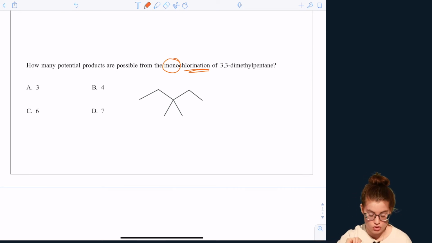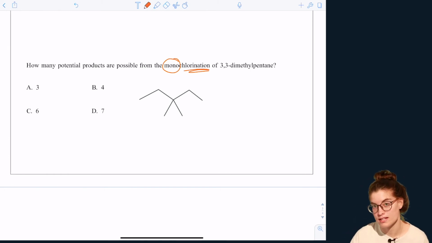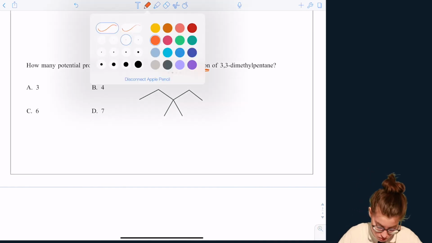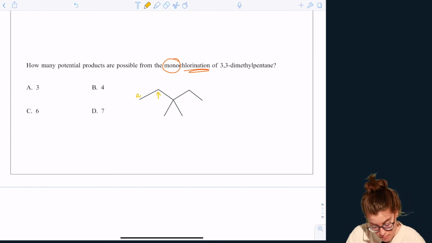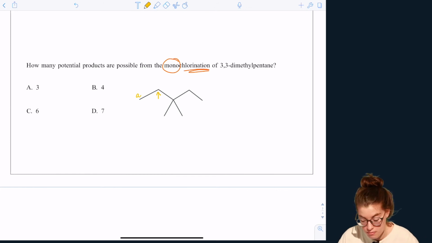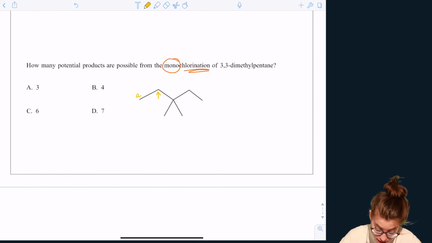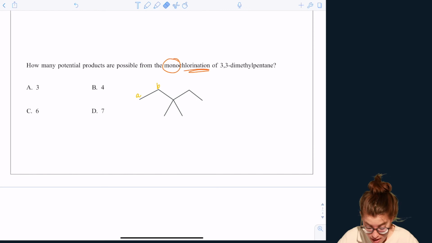So the first thing I'm going to do is label the chemical equivalent carbons. What do I mean by that? If I call this carbon A, is this next carbon here the same as carbon A, or is that a different carbon in a different environment? Well, it's definitely in a different chemical environment, because carbon A is a methyl group, but this carbon here, which we're going to call carbon B, is a methylene group. So it is not chemically equivalent.